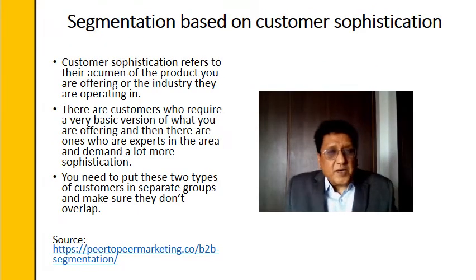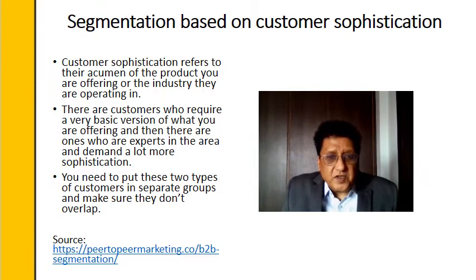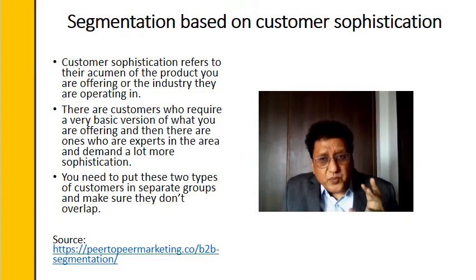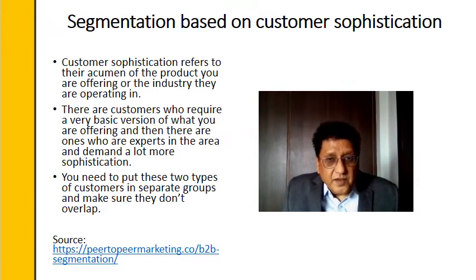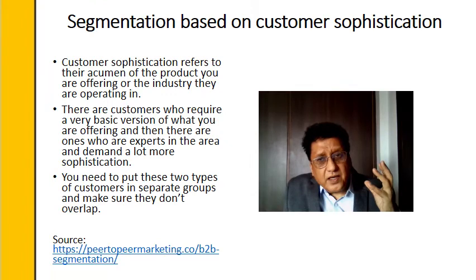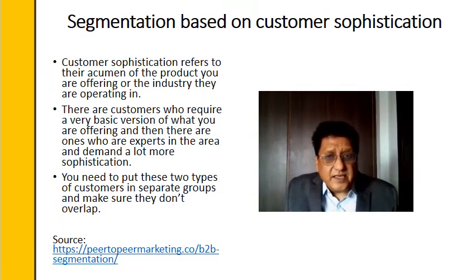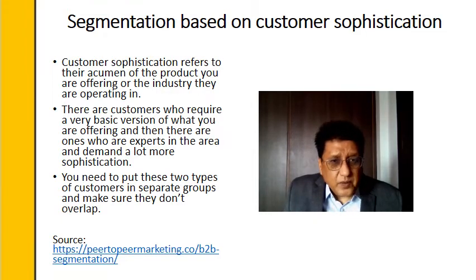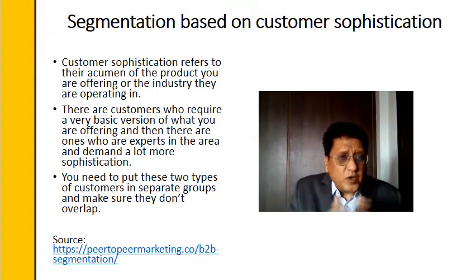Yet another method of segmentation is when you base segmentation upon customer sophistication. Customer sophistication refers to their acumen about the product you are offering or the industry they are operating in. Some customers may require a very basic version of what you are offering, and then there are customers who may be experts in that area and require a lot more sophistication. You need to put these two types of customers in separate groups and make sure that they don't overlap.